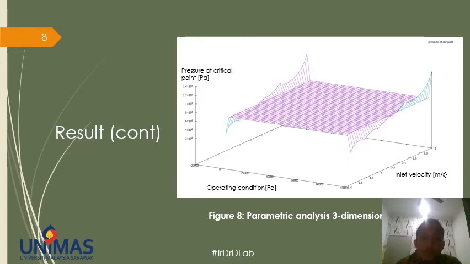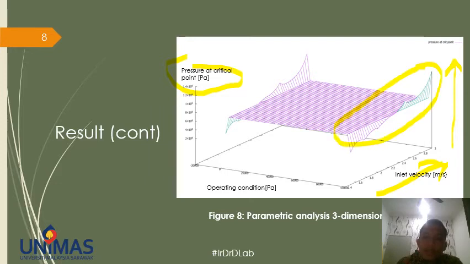This graph shows how the modification of parametric values could lead to different outcomes, which is the pressure at the critical point of the molten metal. I will later show the critical point in the slides. From the graph, you can see that as the inlet velocity increases, the pressure created at the critical point is also increasing, for all the operating conditions. High pressure at the critical point is more desirable as it helps disperse the air bubbles out from the die cavity.